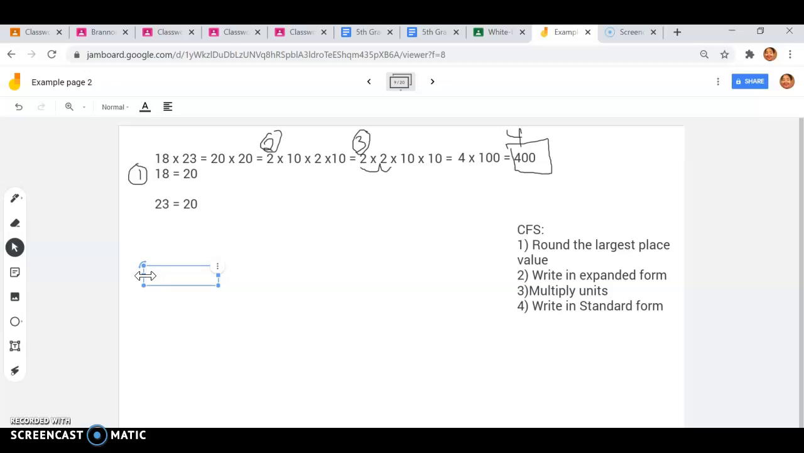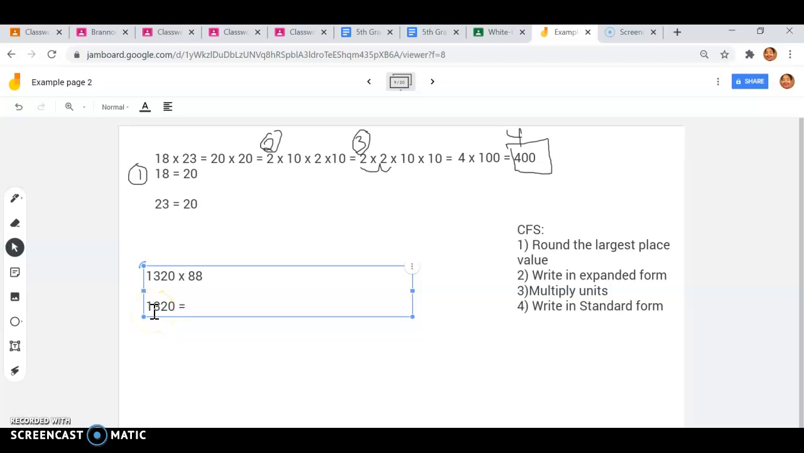So we're going to be multiplying 1,320 times 88. Okay? And we're going to go through what that looks like. Okay, so CFS number 1 says that we're going to round to the largest value. Well, when we're looking at 1,320, our largest place value is the thousands place, right? So then we're going to be multiplying to the thousands. So we're going to be using this 3 right here to round to that 1.